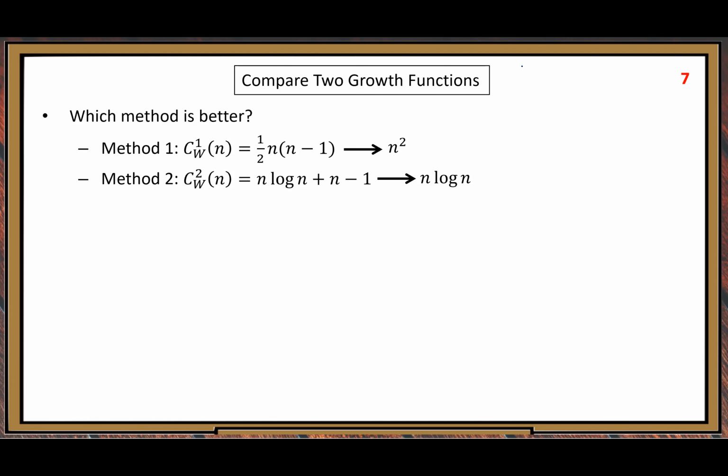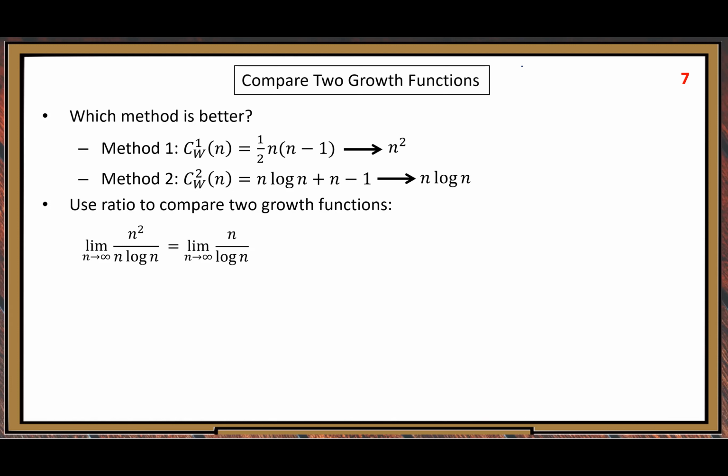When we do comparison, we use the limit way, as we just did in the previous slide. So let's do the limit. Calculate the limit of the ratio of these two growth functions. Use the ratio to compare them: the limit of n squared over n log n when n goes to infinity. Simplify by cancellation: n over log n when n goes to infinity. Calculus.